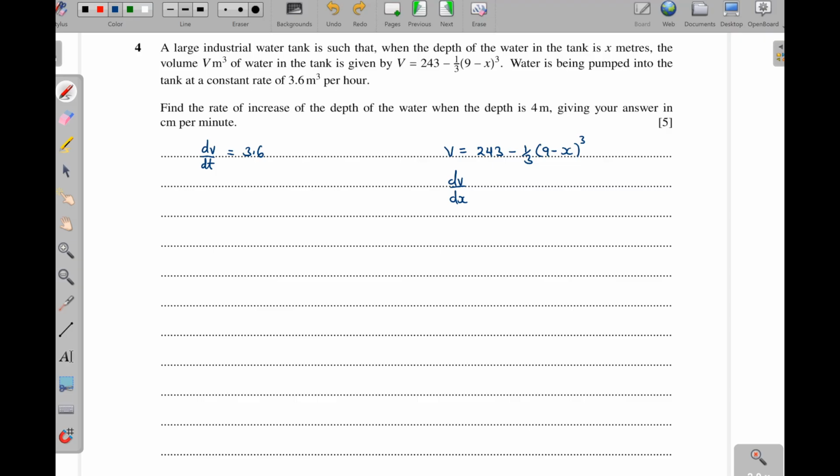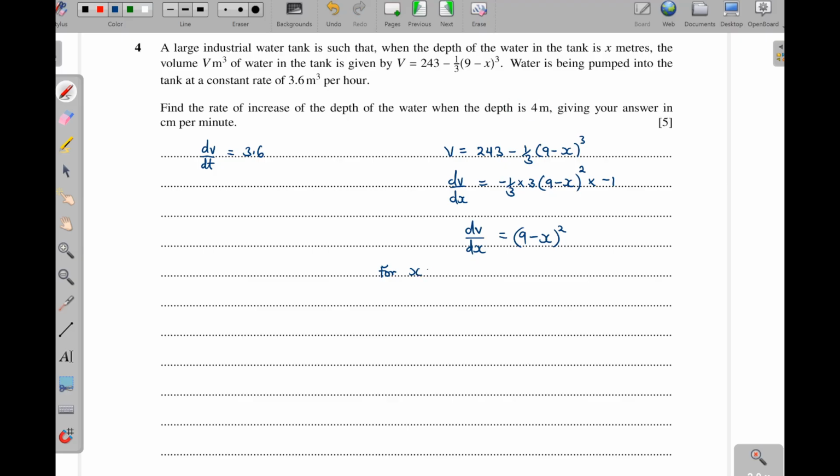Okay, so dV/dx here is going to be, of course, this one will go. Then here you remain with this a third. Now times, drop the power here. When we drop, that is a 3. Then (9 minus x), reduce the power by 1, so you get a 2. Then times the derivative of what is inside here, because here we are using chain rule, so it's a negative 1. Now this one goes, but then a negative times a negative gives us a positive, right? So meaning that dV/dx is going to be equal to (9 minus x) squared.